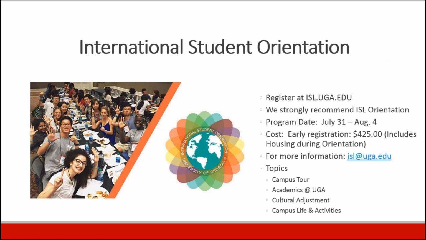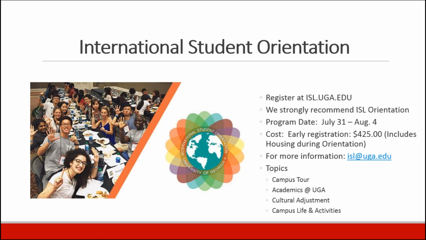It will be from July 31st to August 4th. The early registration cost is $425, which includes the housing during orientation for 5 days. It also includes your meals as well and all the various fun activities of the orientation. You can contact International Student Life at isl@uga.edu.